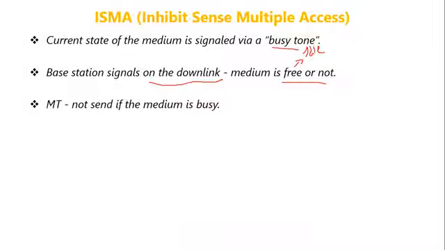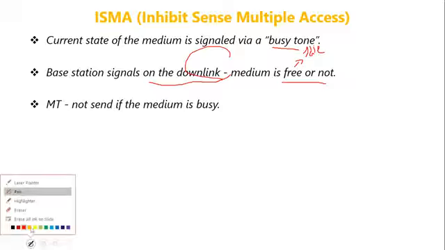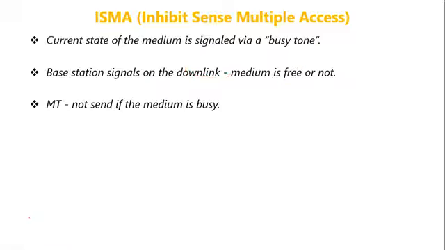If the medium is busy, then the mobile terminal will not send any packet to the base station, because the mobile terminals know that the medium is busy and they cannot communicate, since somebody else is already communicating, or the base station is doing some other task. So if the medium is busy, the mobile station will not send any information.